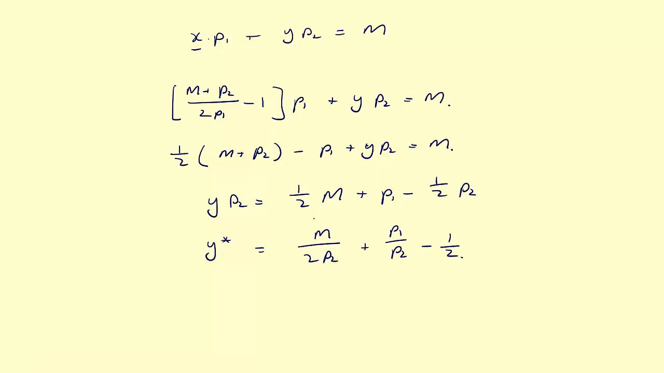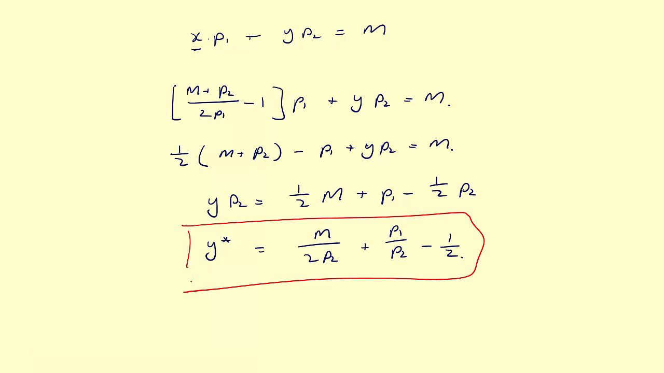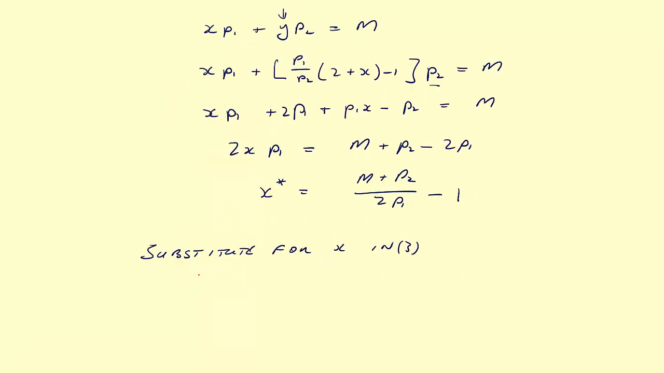So these two equations, this one and this one, tell us the quantity of x and y demanded for the prices as they vary, P1 and P2, for a given budget M.